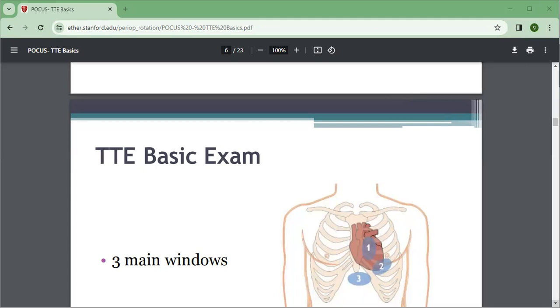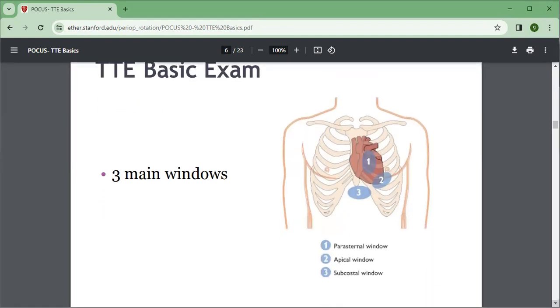So when you're doing a transthoracic echocardiogram, there are three main windows which you should remember. The one is called the parasternal window, the other one is called the apical window, and the other one is called the subcostal window. Now, the parasternal window is on the left side of the sternum, immediately to the left side of the sternum, in the 3rd or 4th intercostal space. This one visualizes the major part of the heart.